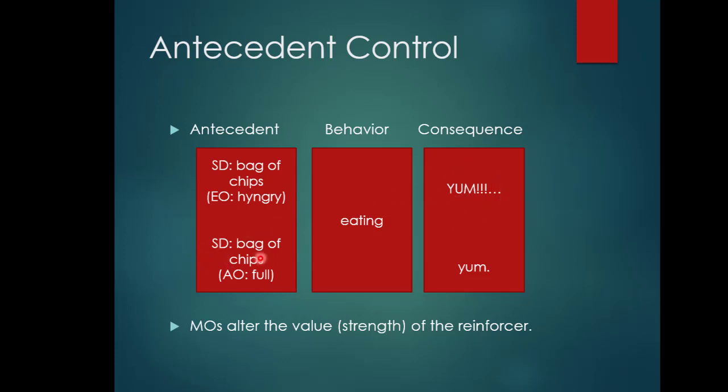If you're showing up and there's a bag of chips and you're full and the behavior is eating, that's going to alter how reinforcing it is. It's going to be less reinforcing to eat it. So I put a lowercase yum. And if you're trying to make good eating choices, it's going to be much easier to not engage in this behavior if eating the bag of chips is only a little bit reinforcing, compared to this situation where the value of this reinforcer is really reinforcing. You're going to be more likely to engage in this behavior in this antecedent condition than you are in this antecedent condition. So remember, this is altering the strength of the reinforcer.